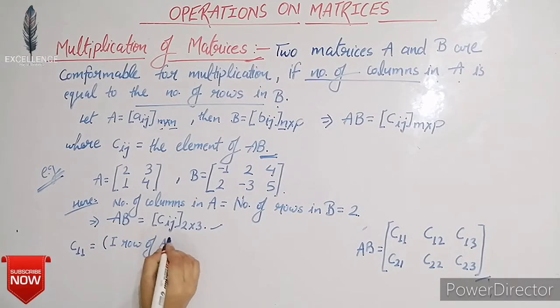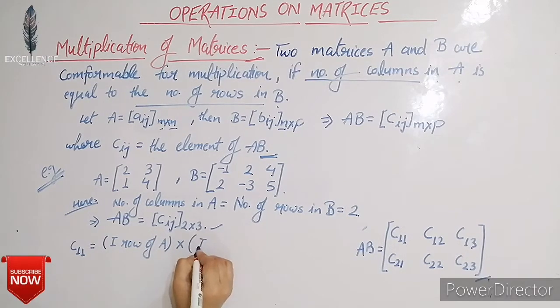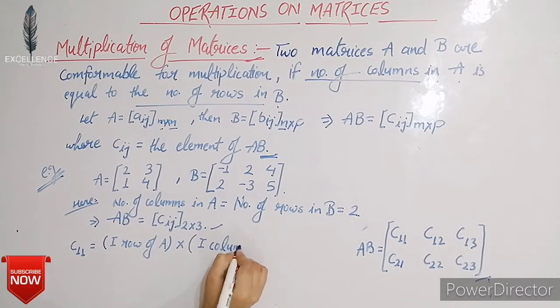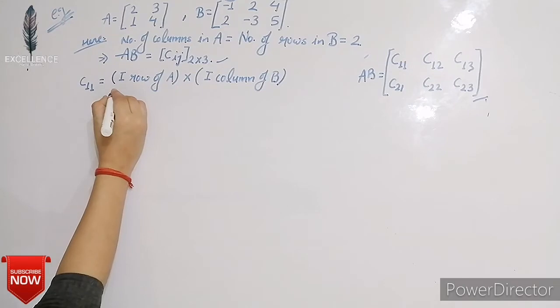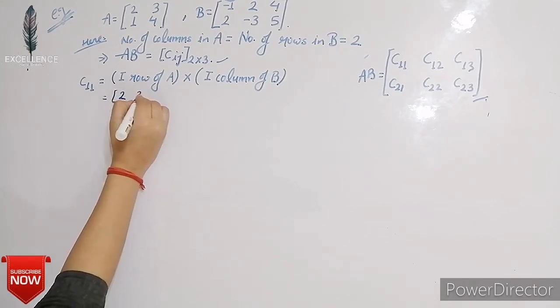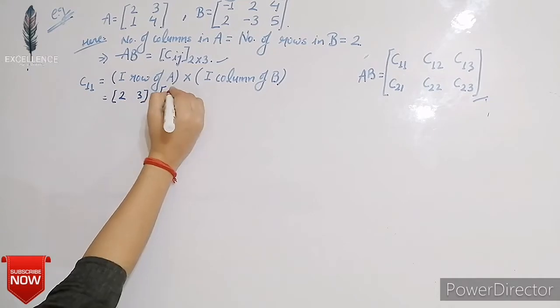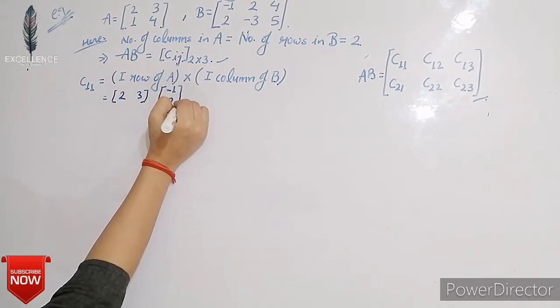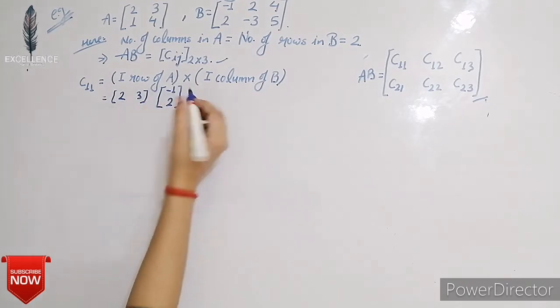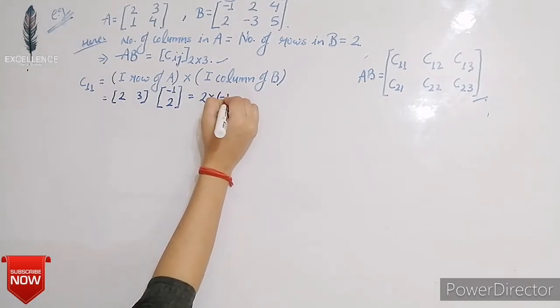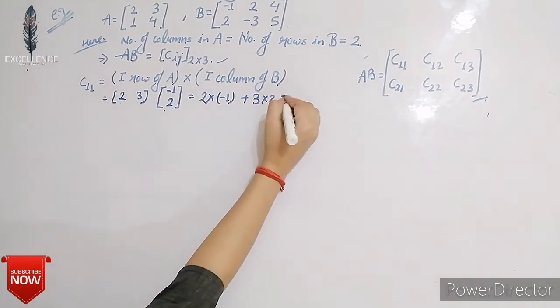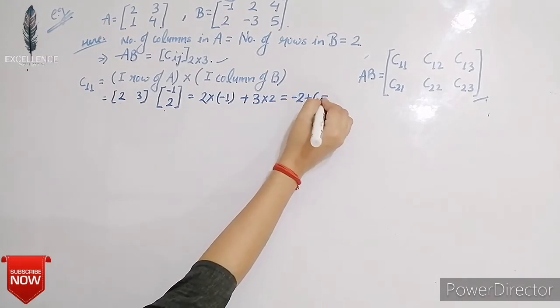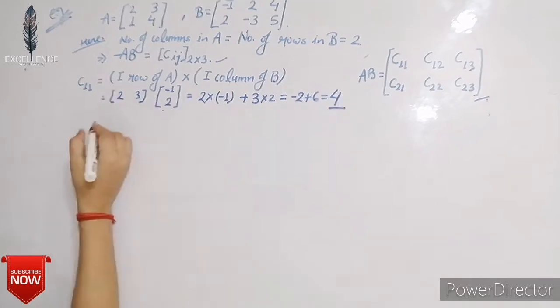How to find C11? For this we have to multiply the first row of A into the first column of B. First row of A, that is 2, 3, we have to multiply with the first column. First row is 2, 3 and the first column of B is -1 and 2. So 2 multiplied by -1 plus 3 multiplied by 2 is equal to -2 plus 6. So the first element is 4.